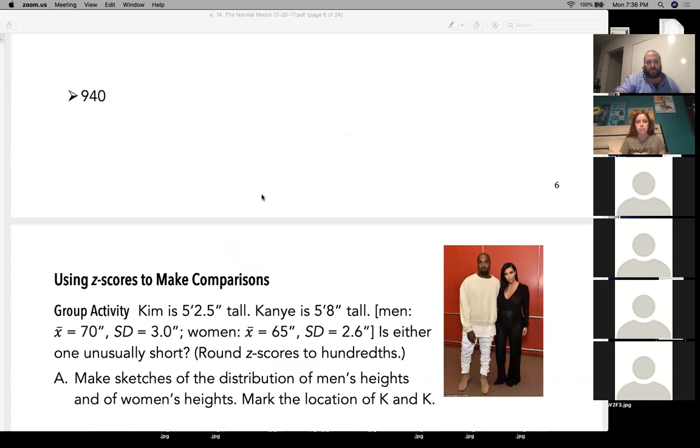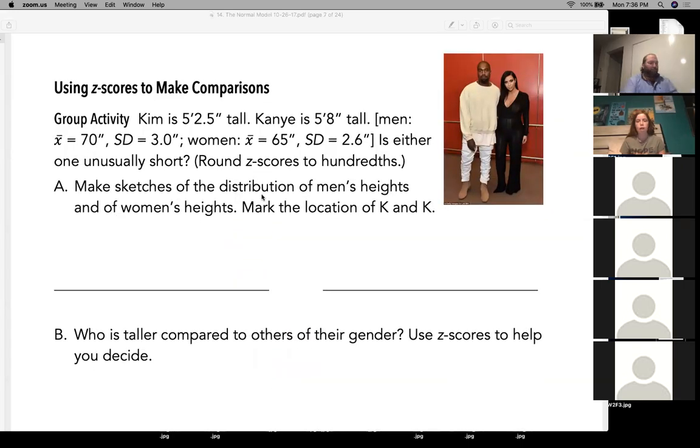Okay. So now using z-scores to make comparisons. Kim is 5 feet, 2.5 inches tall, and Kanye is 5 foot 8 inches tall. I don't know where these names came from, and I'm not sure what those pictures have to do with anything, but whatever. Men in general are 70 inches tall on average with a deviation of 3 inches, and women in general are 65 inches tall with a deviation of 2.6 inches.